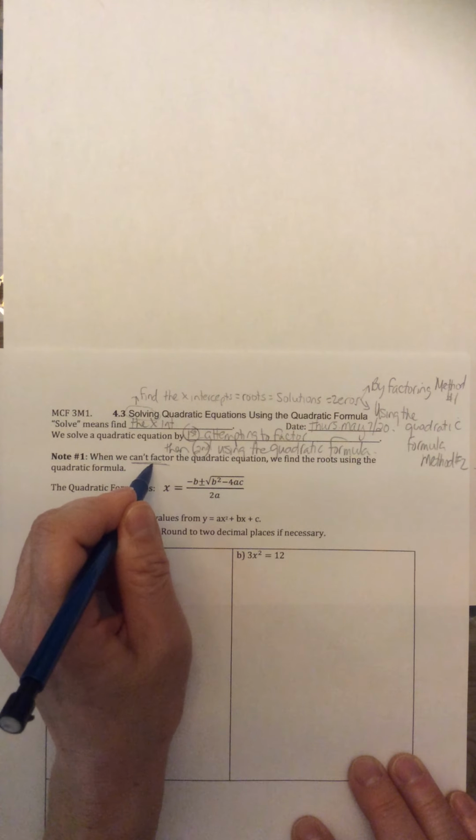Note number 1, when we can't, that's the key, when we can't factor, we cannot find the numbers that multiply to C, add to B. When we cannot factor the quadratic equation, we find the roots using the quadratic formula. The quadratic formula is this. A, B, and C are values from y equals ax squared plus bx plus c. That's the standard form.